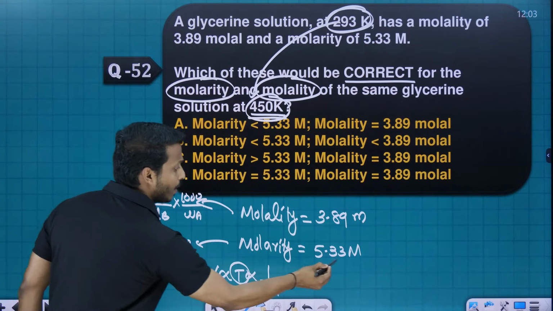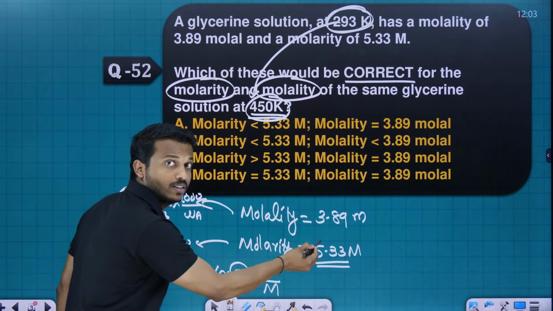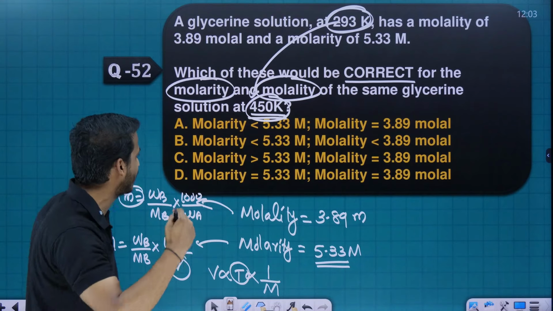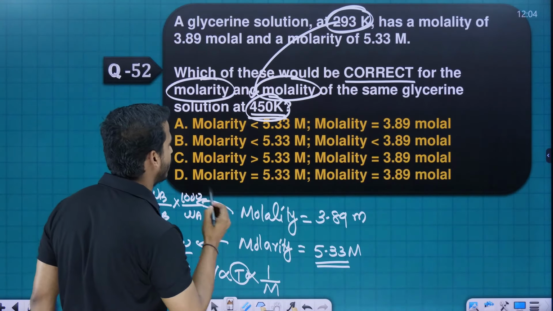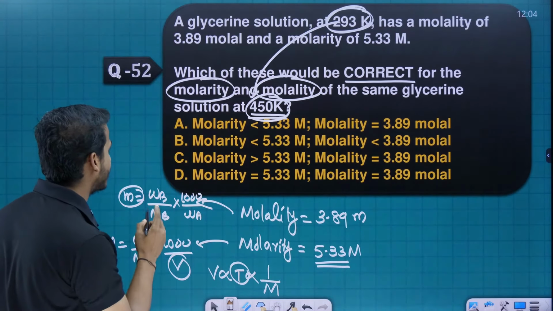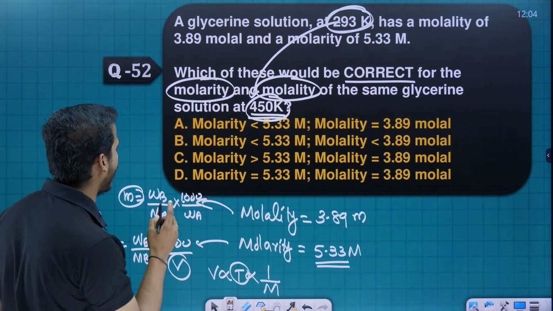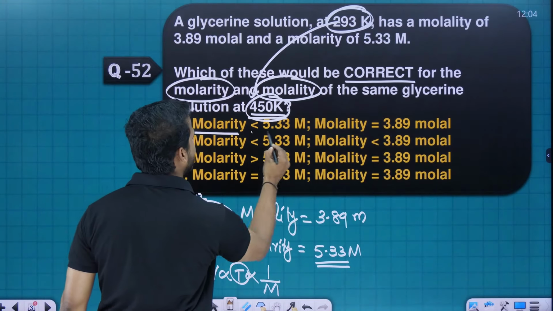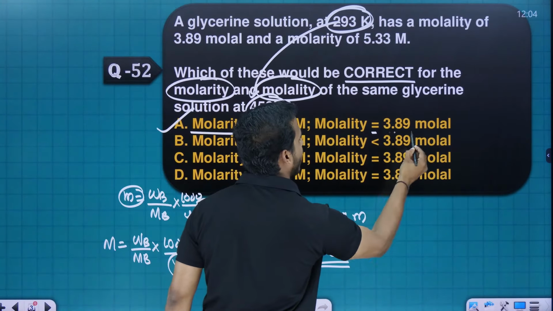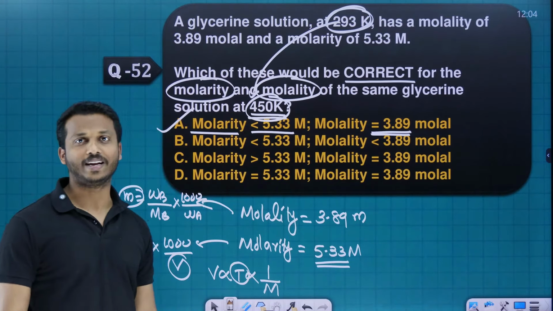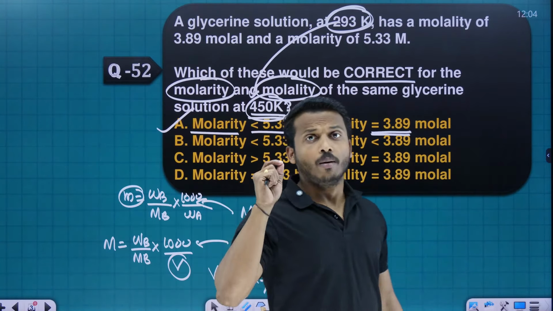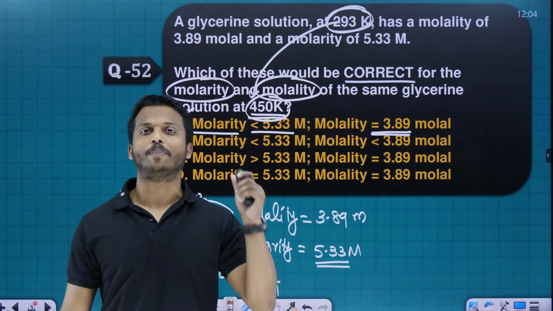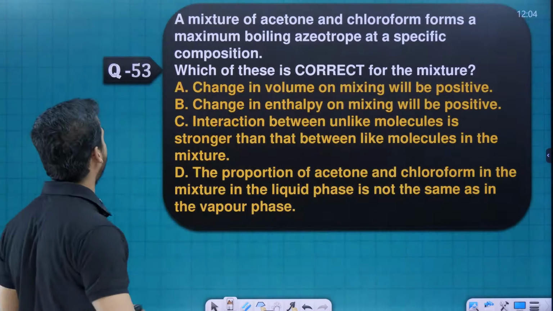But molarity, the initial molarity is 5.33, but when they increase the temperature, molarity will be lesser. So molarity will be less than 5.33 and molality is equal, right? Option A, molarity less than 5.33 whereas molality is equal to 3.89. So be careful, all. Molarity is dependent on temperature, whereas molality is independent of temperature. Let's go for question number 53.